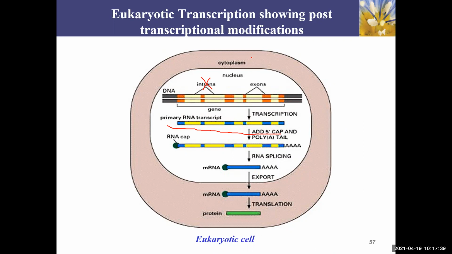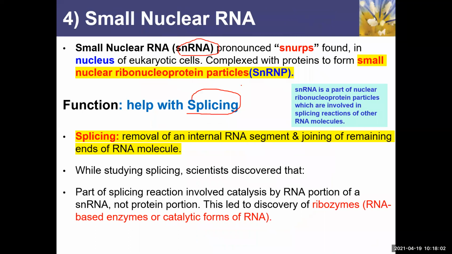So in simple words, what are ribozymes? Enzymes which are made up of RNA are called ribozymes, or simply the RNA enzymes, where the catalytic activity lies in the RNA, not in the protein or the enzyme part. Is it clear, everybody? Spliceosomes can act as ribozymes as well. Okay.